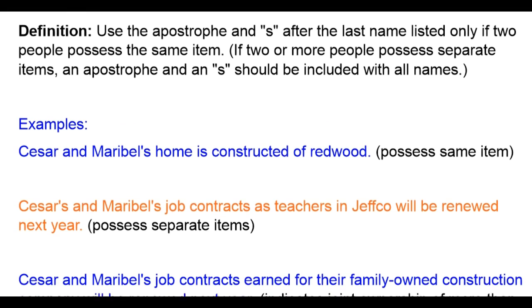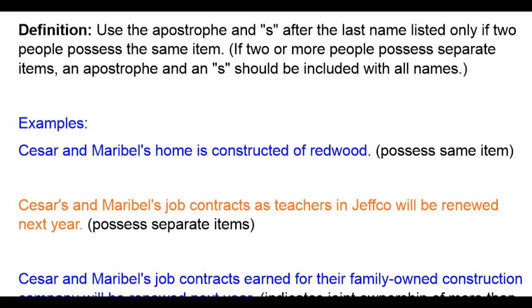In this case, the names are all listed there. So we've got Caesar and Marybelle, and they own their home, okay? So Caesar and Marybelle own their home. In order to show possession of their home, the S is already here, right? And so you know that you have to add the apostrophe to it. They own the exact same home.